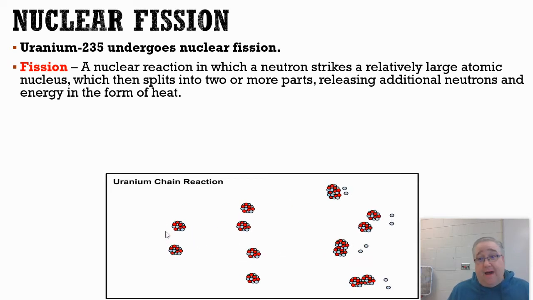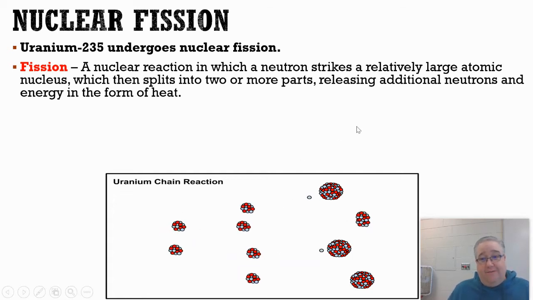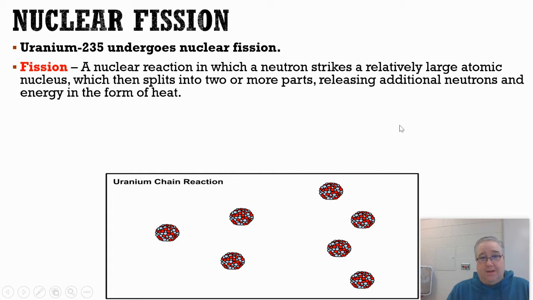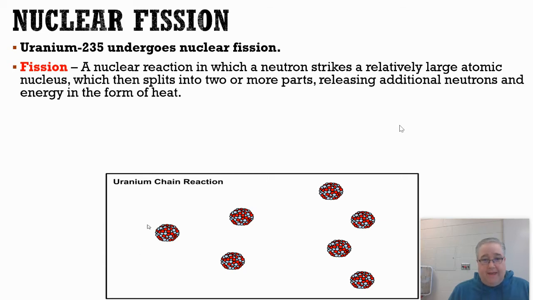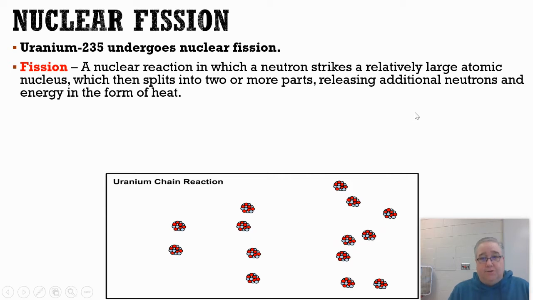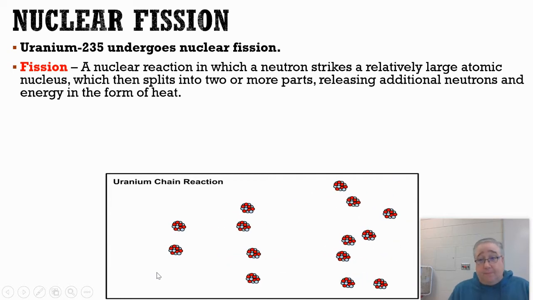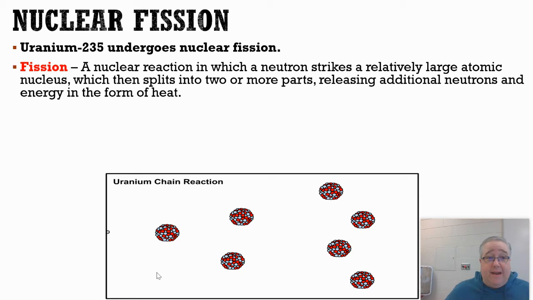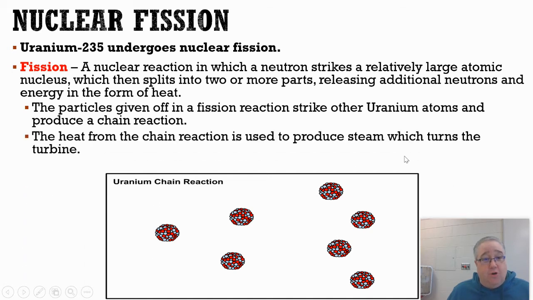And uranium 235 is a big nucleus. There are 235 protons and neutrons in the nucleus of a uranium 235 atom. So when a neutron hits that, it causes that nucleus to split. In fact, that's what fission is. Fission is the splitting of a nucleus. And once that occurs, you'll notice here, the neutron strikes it. It produces more particles that are free to strike other uranium 235 atoms. So we call that a chain reaction.